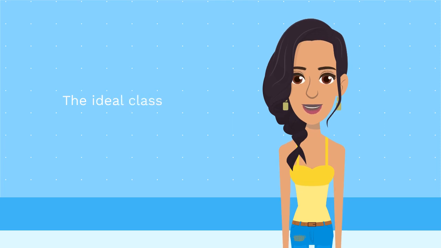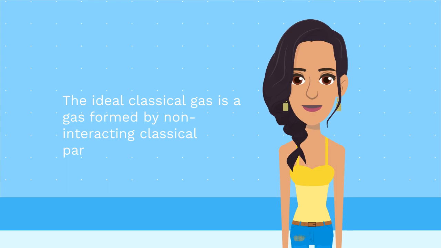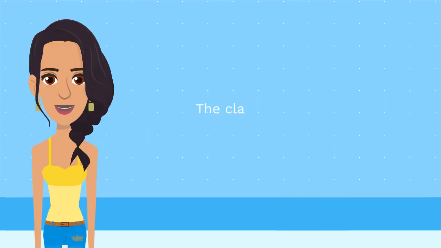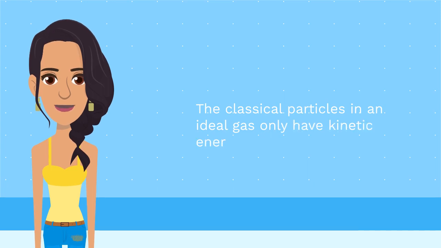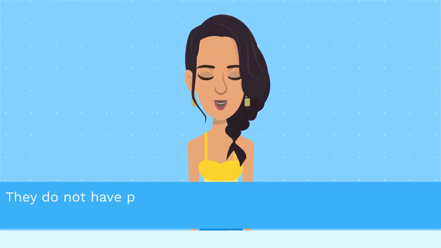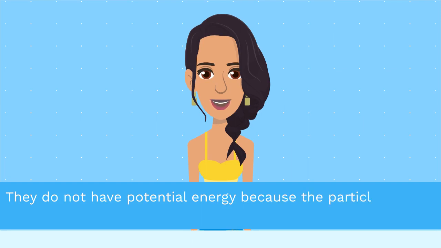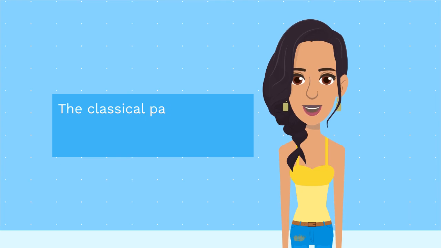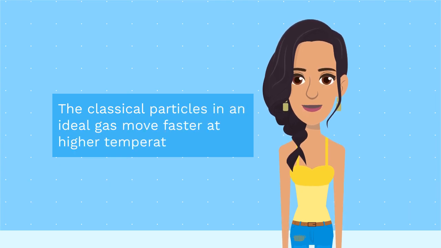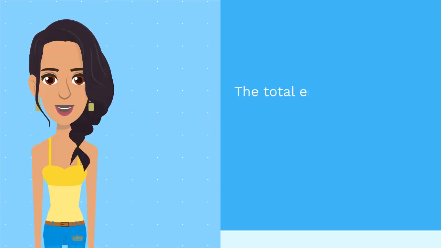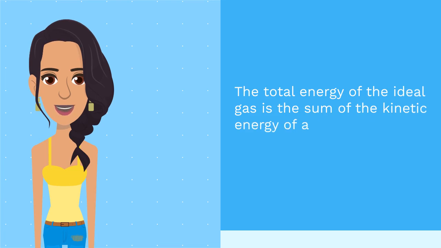The ideal classical gas is a gas formed by non-interacting classical particles. The classical particles in an ideal gas only have kinetic energy. They do not have potential energy because the particles do not interact with each other. The classical particles in an ideal gas move faster at higher temperatures. The total energy of the ideal gas is the sum of the kinetic energy of all particles forming it.